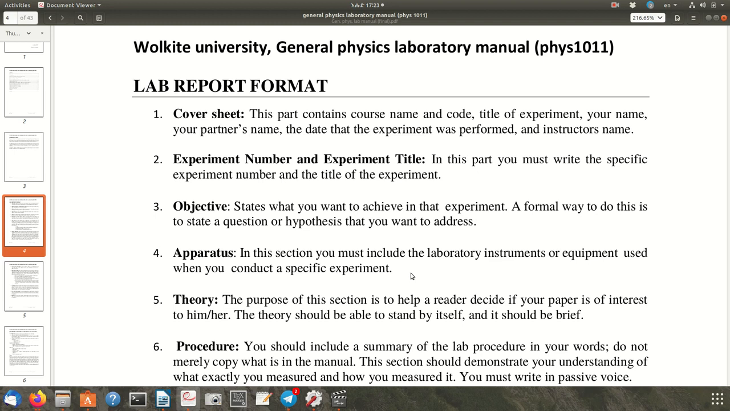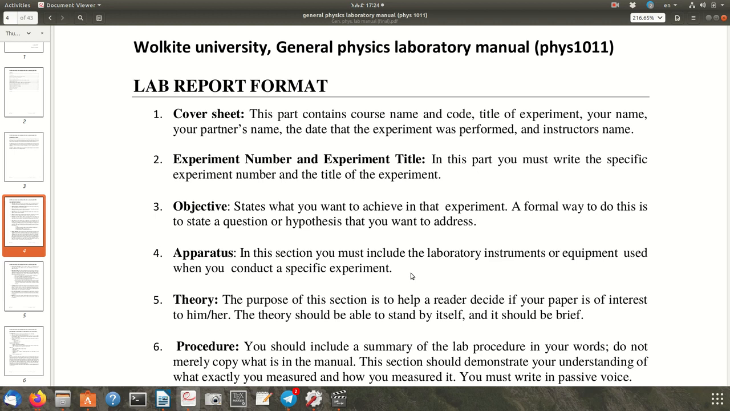Then, following the experiment number and the title, you have to write the objective of your experiment. That means you need to write what you are going to do in the experiment. As an example, if you are conducting an experiment about measurement and uncertainty, you can say, we are going to measure the mass, length, and time of objects. Or, we will measure the density of objects.